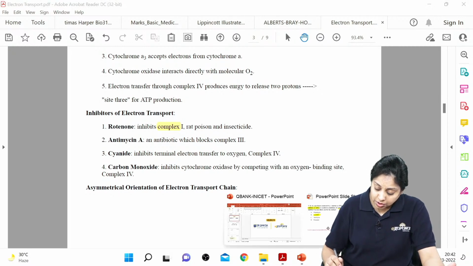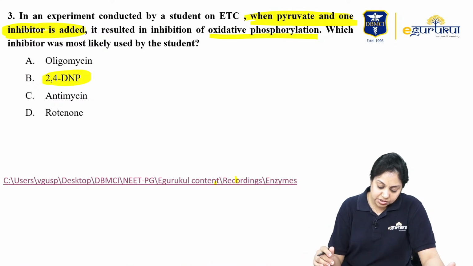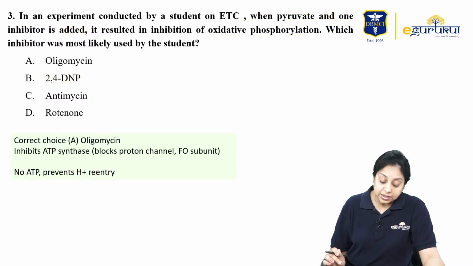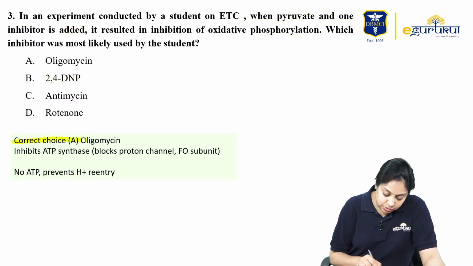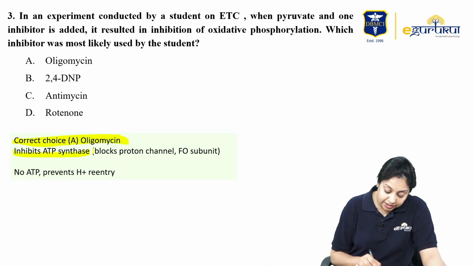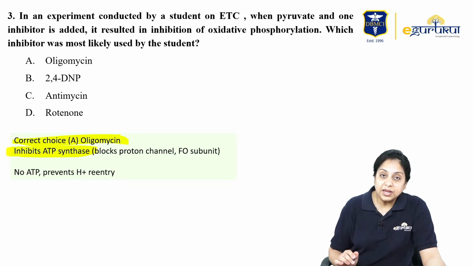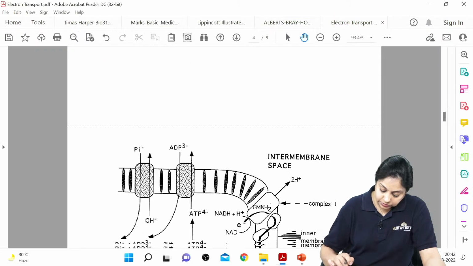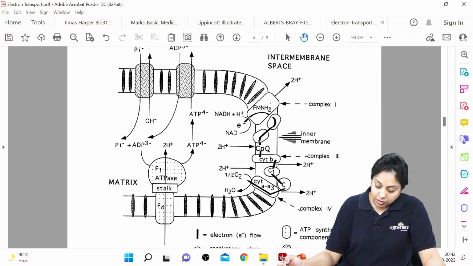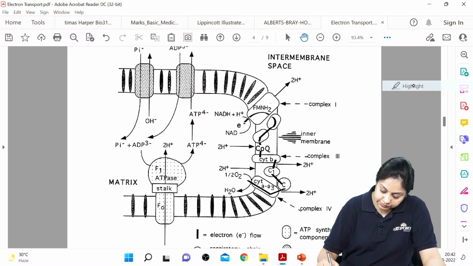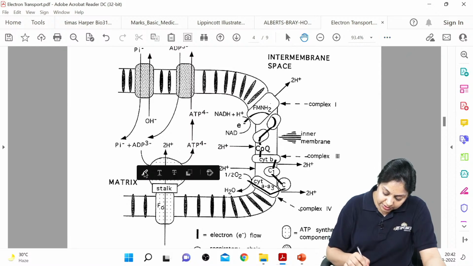Now coming back to our presentation, the question is: which inhibitor was most likely used by the student? The student was using oligomycin with the substrate because it is inhibiting what? ATP synthase. Do you remember ATP synthase? This is the complex here. You have the ATP synthase right here. This is the ATP synthase. It has F1 up there.